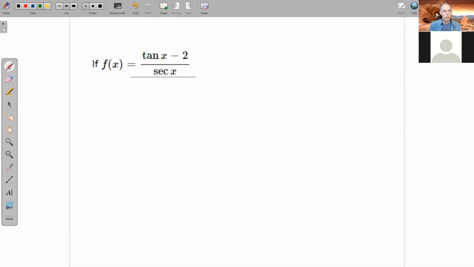And the quotient rule for f prime of x, for any function, says take the derivative of the top first. So the derivative of the tangent is the secant squared. Derivative of -2 is 0, so we just have that as the derivative of the top. And then we have to multiply that by the bottom. So maybe I'll do the bottom.